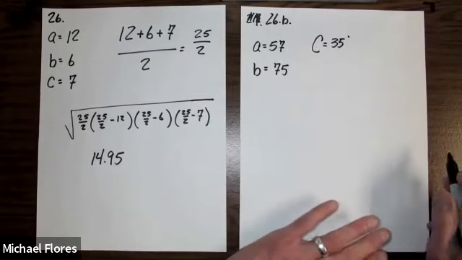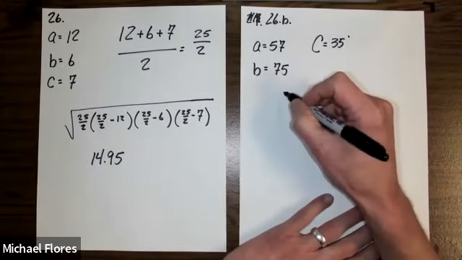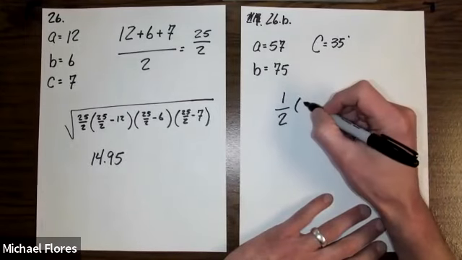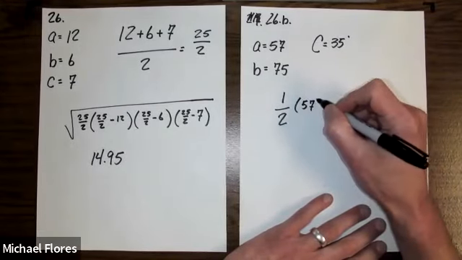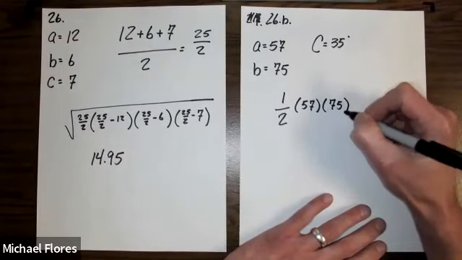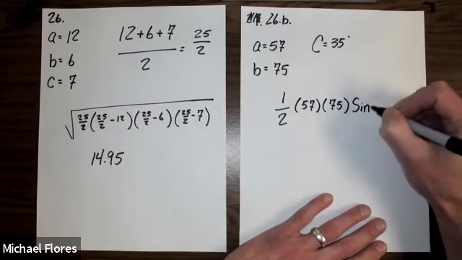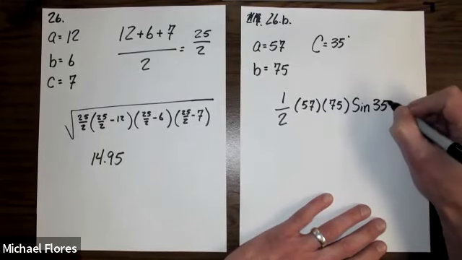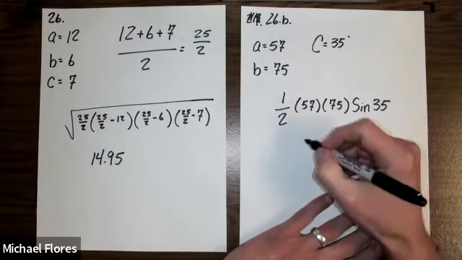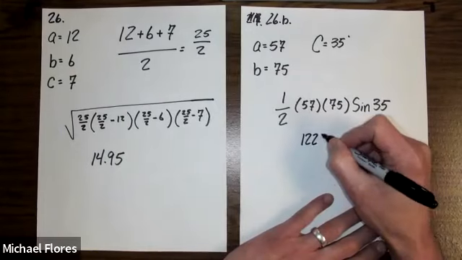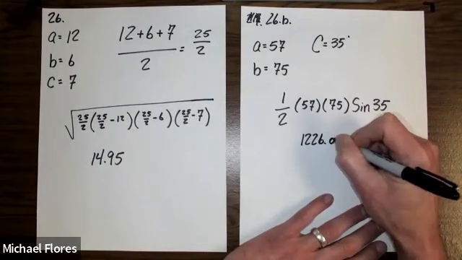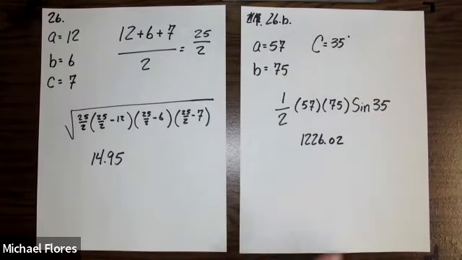This one we have to use sine in order to solve this. It is 1/2 times one of the side lengths times one of the other side lengths times sine of the given angle. Plug it into your calculator, find the area. If you do that correctly, you get 1226.02.